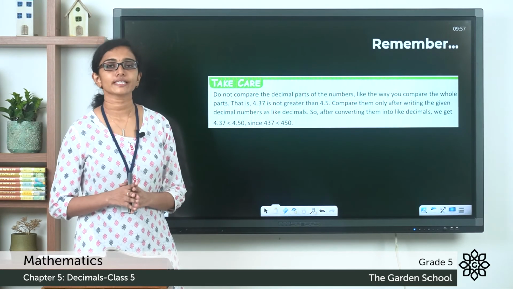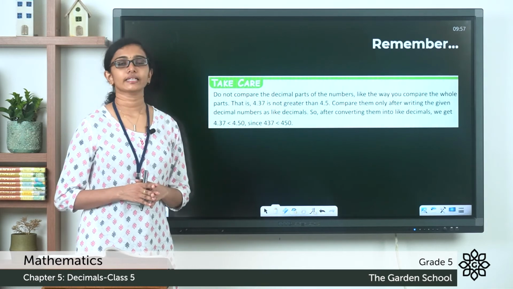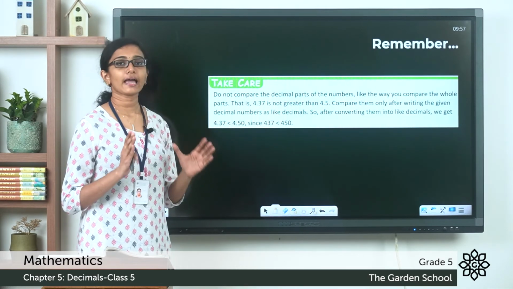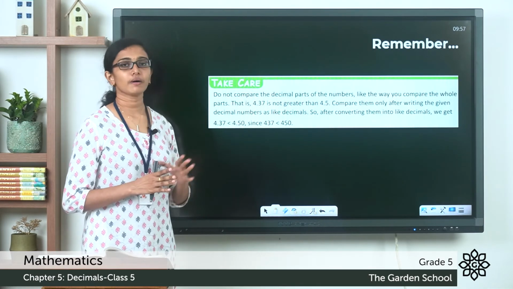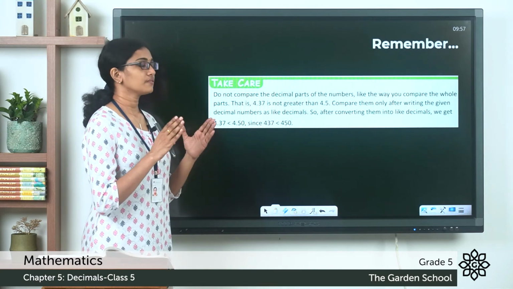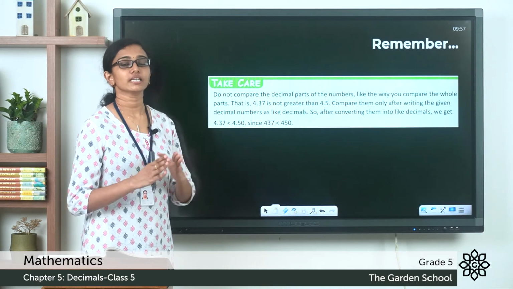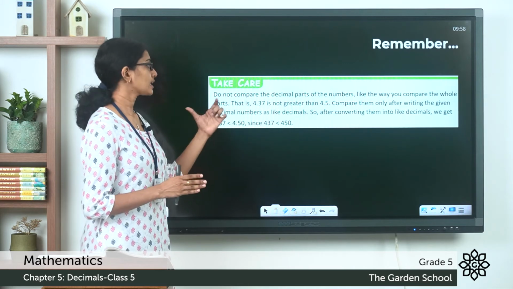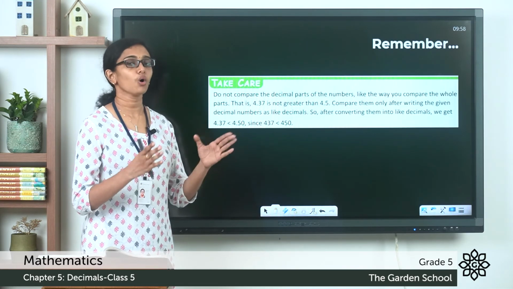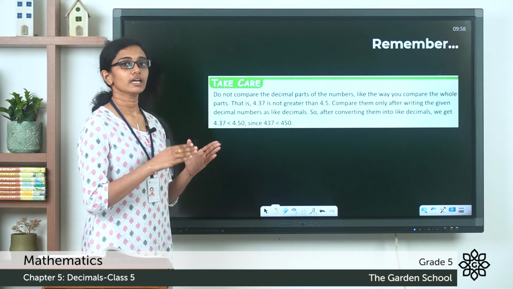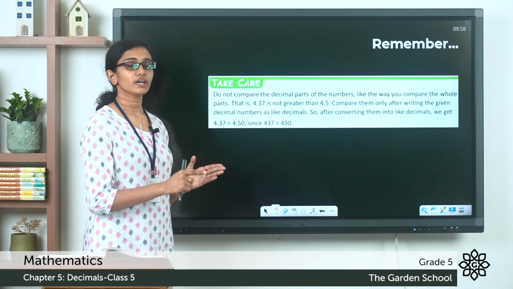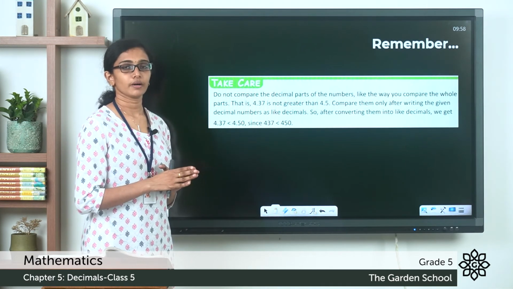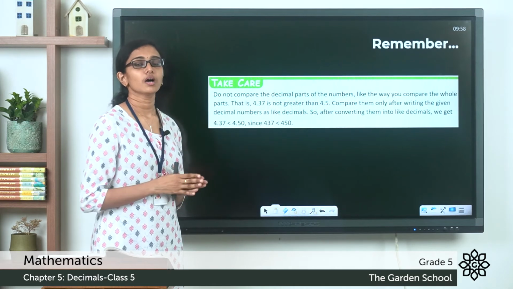Now, always remember, when you are comparing decimal numbers, do not ever compare the decimal parts of the numbers first. The first thing you have to do is to change them to like decimals and compare the whole parts first. If the whole parts are the same, proceed by comparing the first digit to the right of the decimal point, and you proceed digit by digit.